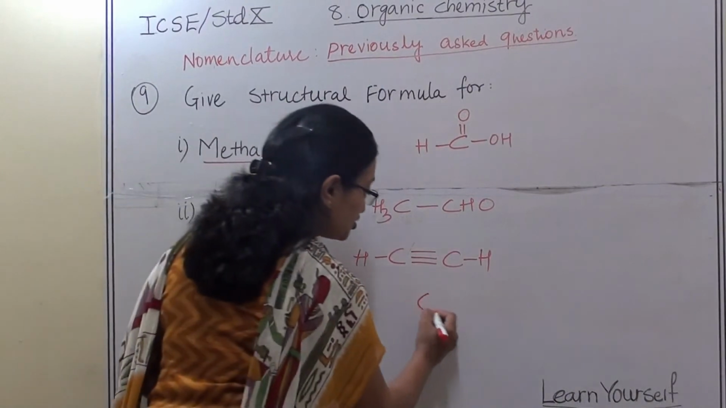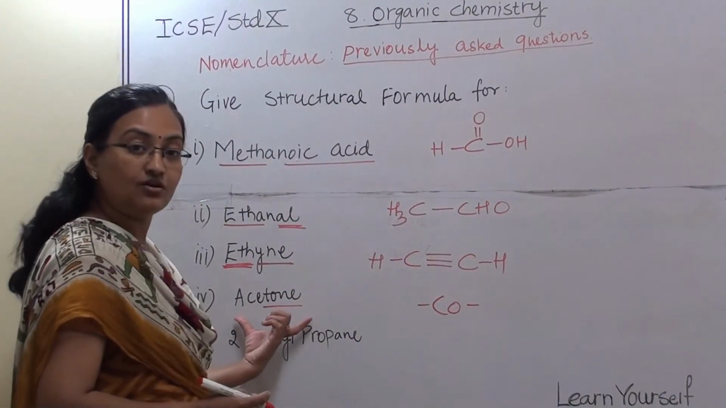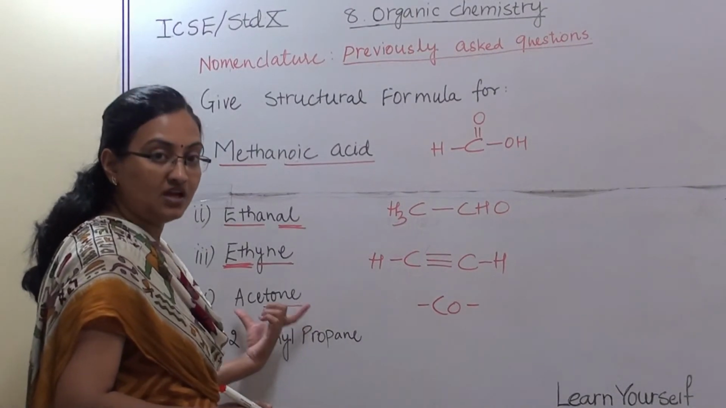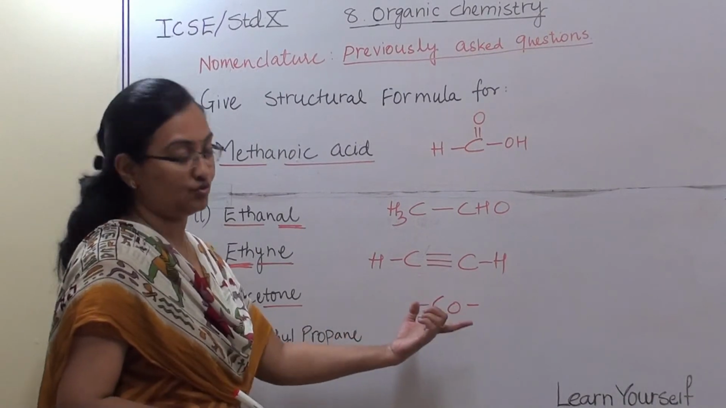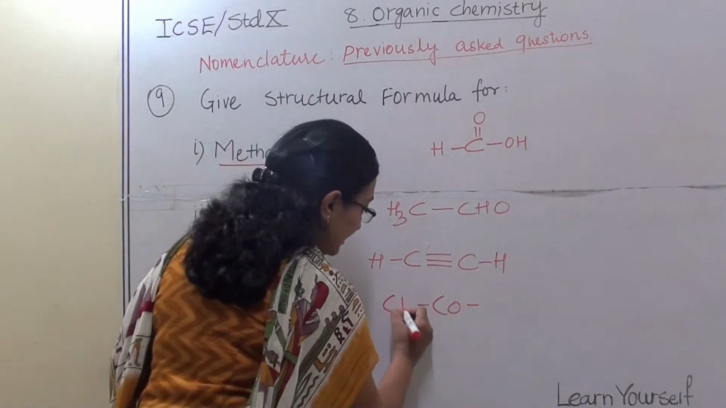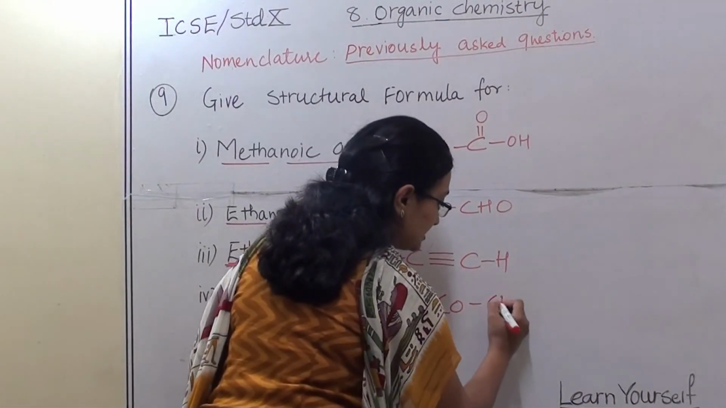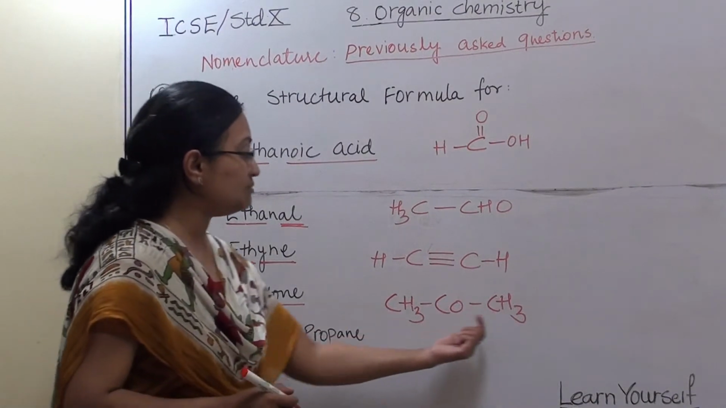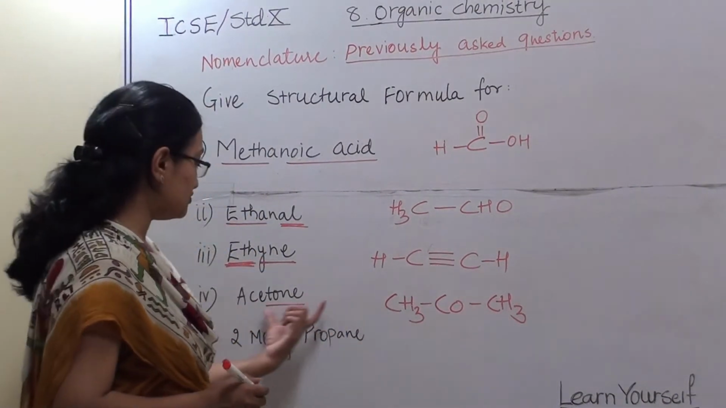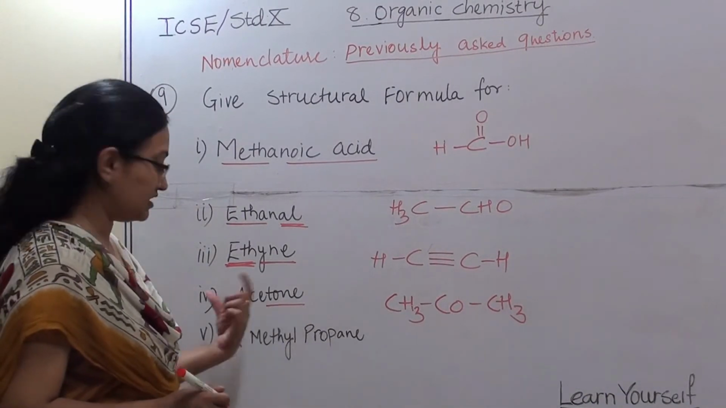So the ketone functional group will come in between, and this is a regular or generic name. The IUPAC name is dimethyl ketone. So dimethyl: this is a methyl group on one side, and on the other side there is another methyl group. So it is dimethyl ketone, and that is known as acetone. Acetone is a generic name.